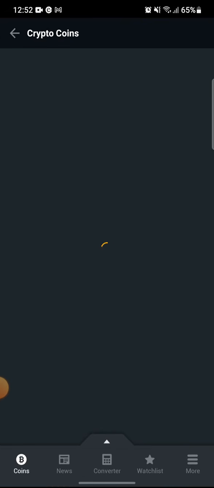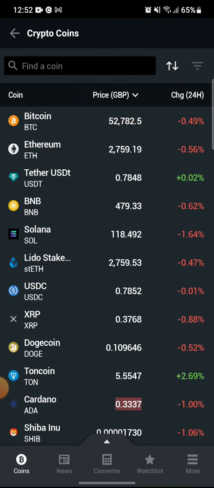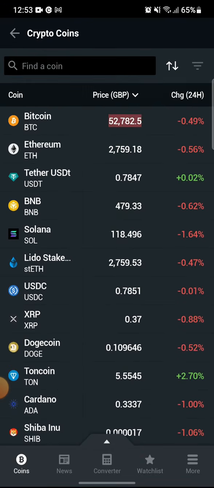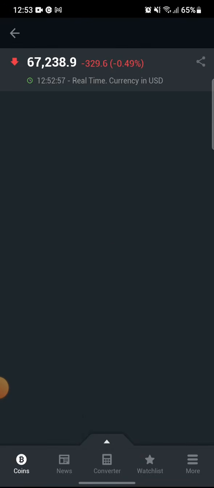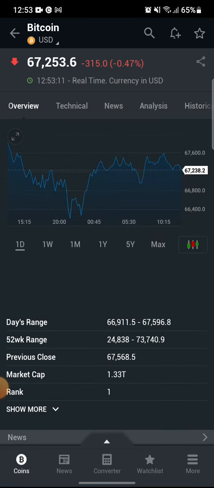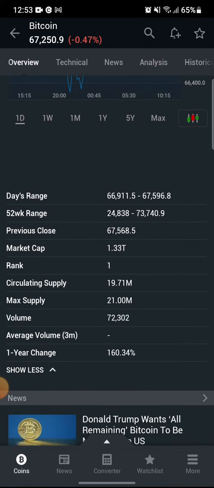Here, after opening up your app, you will be on the coins page of investing.com, and here will be all the information that you need to know about all the coins that are available for you to trade, buy or sell. Here you can see all these coins. For example, if you go into any coin, it will load up all this information in real time. Here you can see its day range, previous close, market cap and many more.